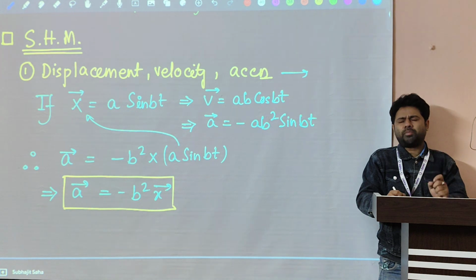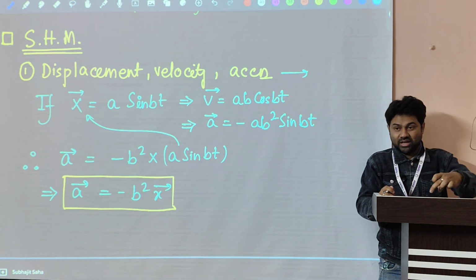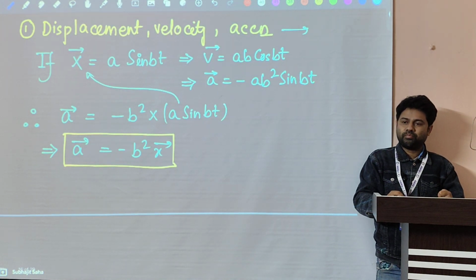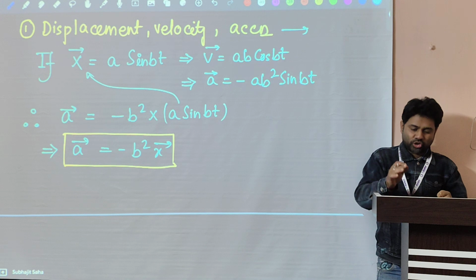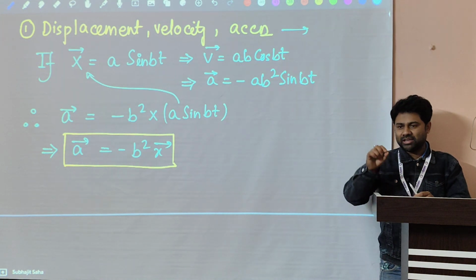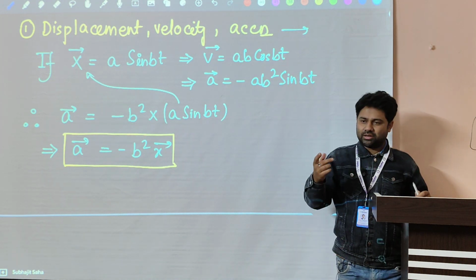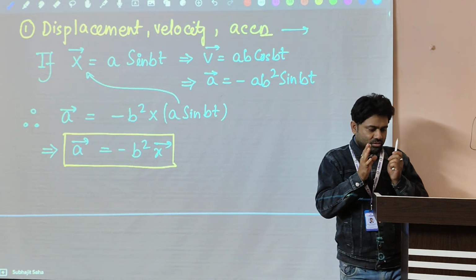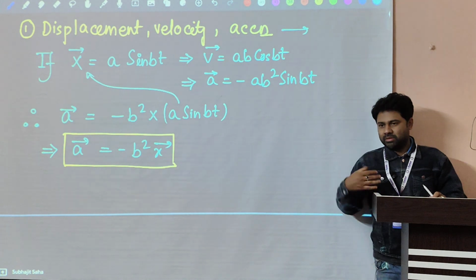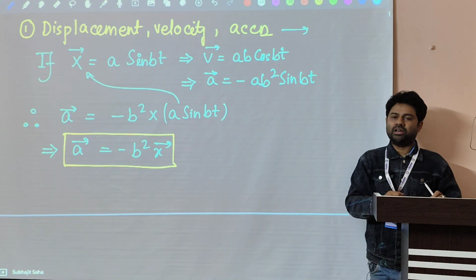So if displacement of a particle assumes the form x equals to a sin bt, we see the acceleration is related to the displacement by this equation, a equal to minus b square x. The motion where acceleration will be equal to negative a constant square times x, this type of relation between acceleration and displacement is called simple harmonic motion. I mean, simple harmonic motion is that motion where acceleration and displacement bear this relation.